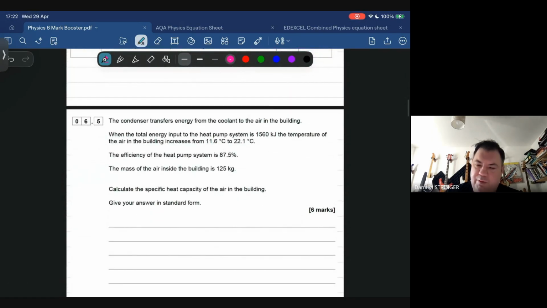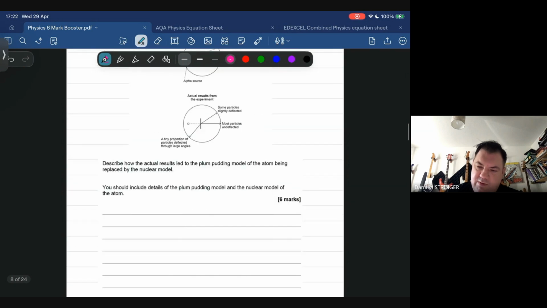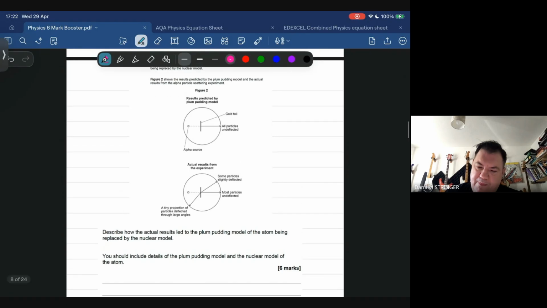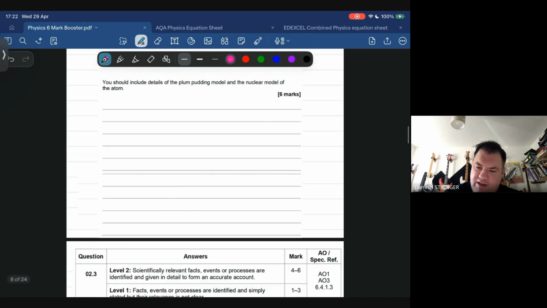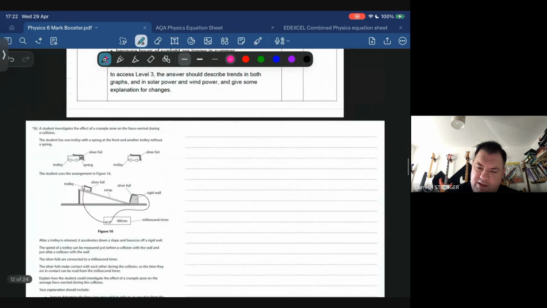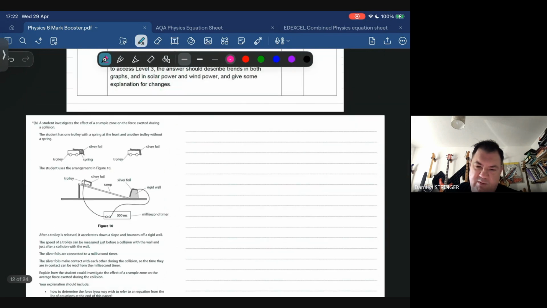Do you want me to scroll through a few to give you some choices? I'll read them out. So we've got this one about transferring energy and specific heat capacity. This one doesn't come up a massive amount, so it's normally in the 2 or 3 mark questions, but it's about the plum pudding model and the gold foil experiment. And then we've got one that's a graph data analysis. And then we've got one about trolleys, which is from the EdXL paper, which appears on EdXL paper 1 and AQA paper 2. I have got a different version of this in the other half on paper 2. So if you don't want to do it here, it's still there. So we can do it either way.